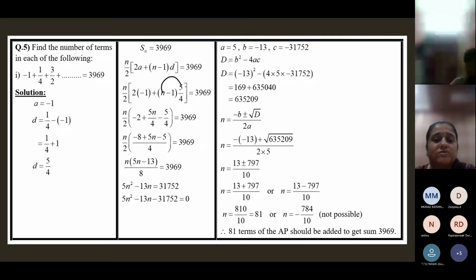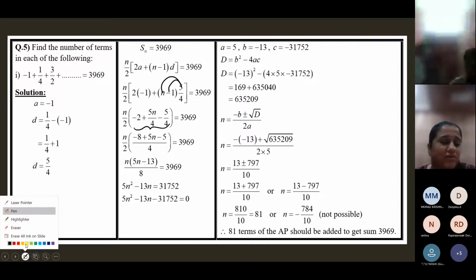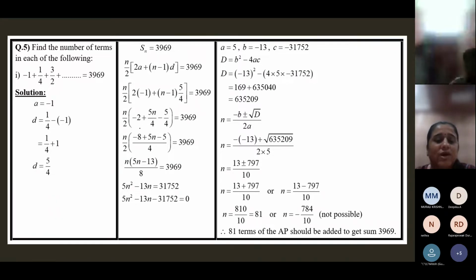So 5 by 4 into this and 5 by 4 into this. So that's what you see here. And then what can you do after this? You have to take the LCM. So LCM 4. And this is the next step.